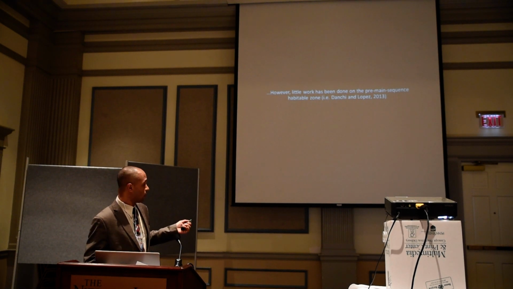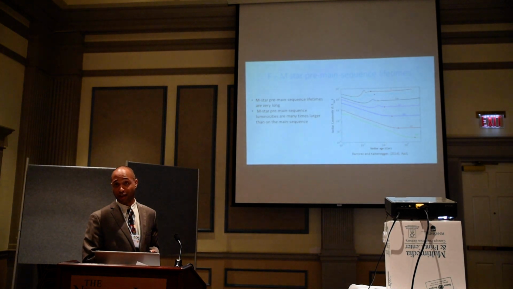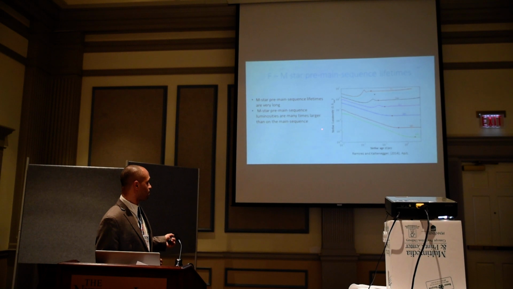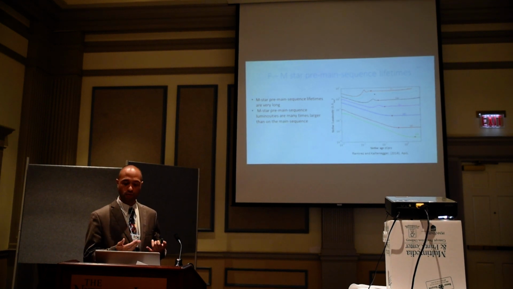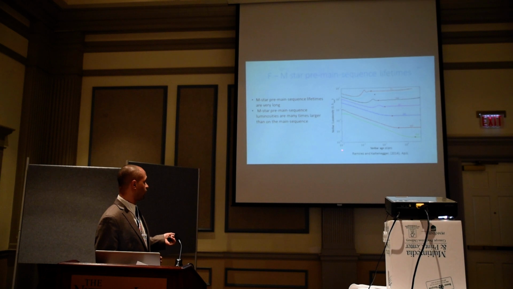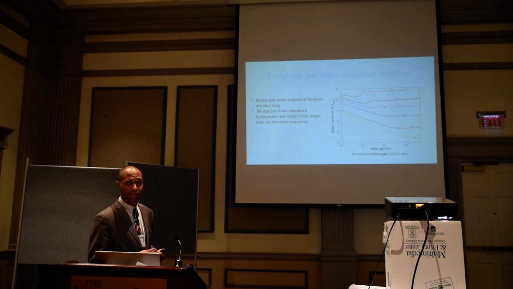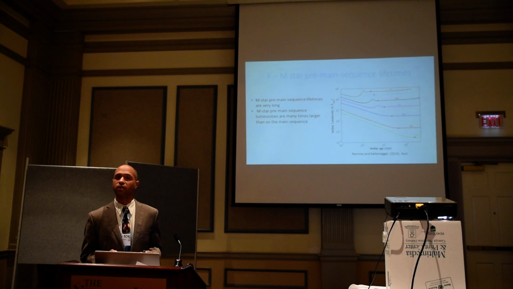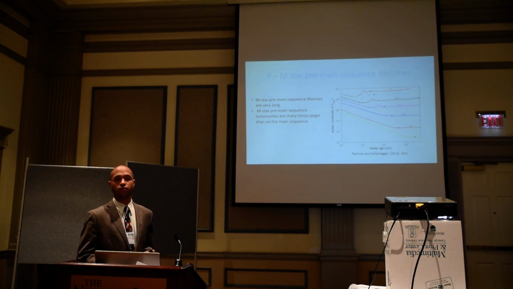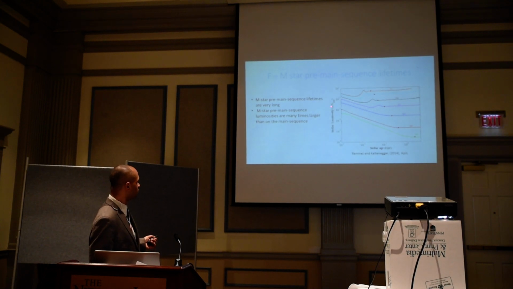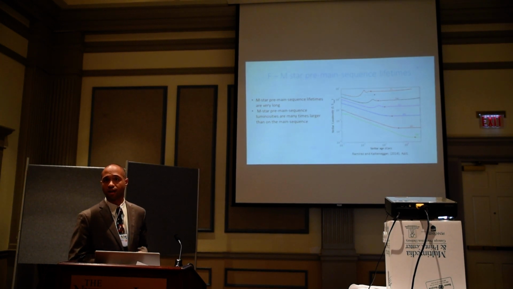The pre-main sequence is also another area that has not been worked on very much. This is work that myself and Lisa Kaltenegger published in the last year, calculating the habitable zone for the pre-main sequence, an interesting time period for a star. There are a couple of reasons why the pre-main sequence is an interesting epoch to search for potentially habitable worlds. One of the main reasons is just how long these pre-main sequence lifetimes are to begin with.